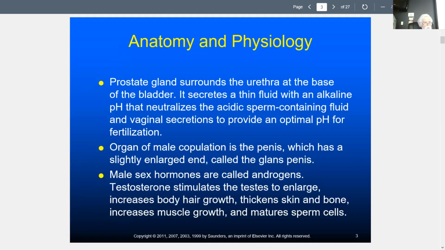The prostate surrounds the urethra at the base of the bladder, and it secretes a fluid that helps maintain proper pH for fertilization. The penis is the delivery mechanism for spermatozoa as part of semen. And all of this is controlled by androgens, which are the male sex hormones, as opposed to the estrogens, which are the female sex hormones. Now, having said that, males and females each have both sets, it's whichever one is dominant.